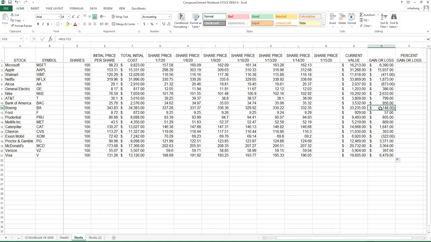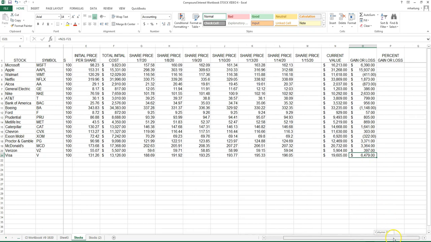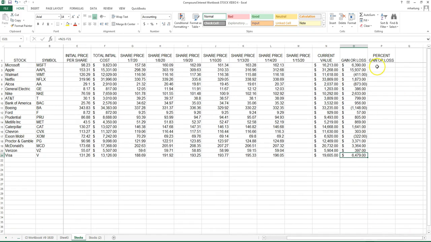And then we could take a look at some of these stocks that have really gone up significantly. Visa, pretty big increase. And the last step we'll want to do for this video is to calculate the percent gain or loss. So we know how much the actual dollar amount is, but what percent is that?